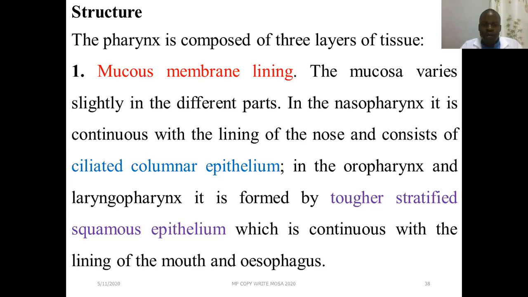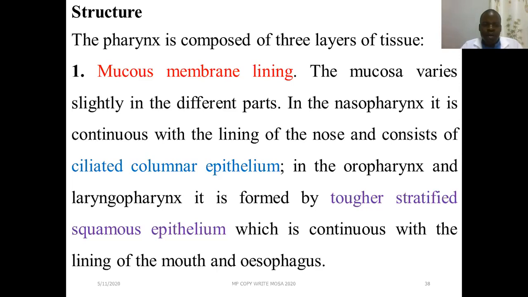It consists of ciliated columnar epithelium. So we are saying structurally the pharynx has various mucous membrane because of the different roles that it plays. So when we are talking of the nasopharynx, it is continuous with the ciliated columnar epithelium.